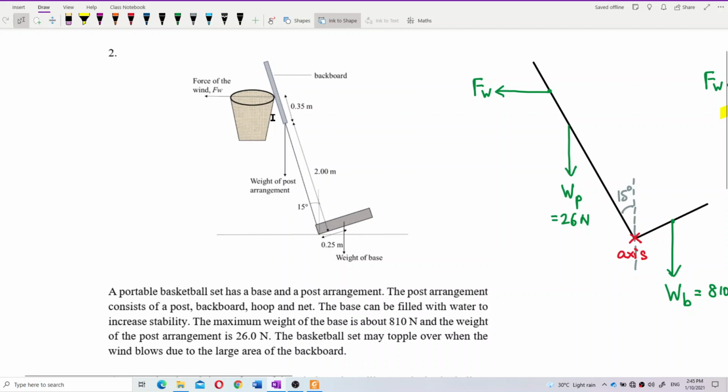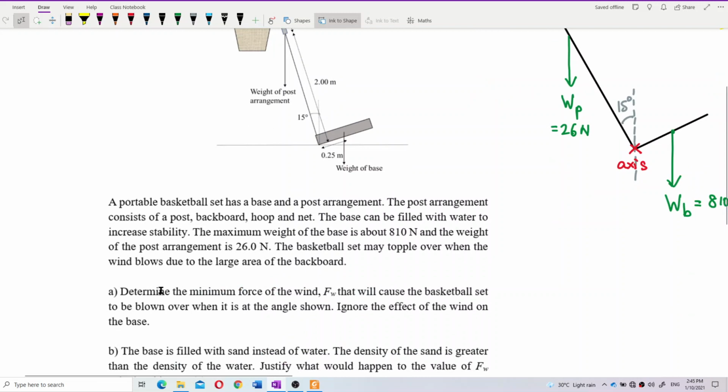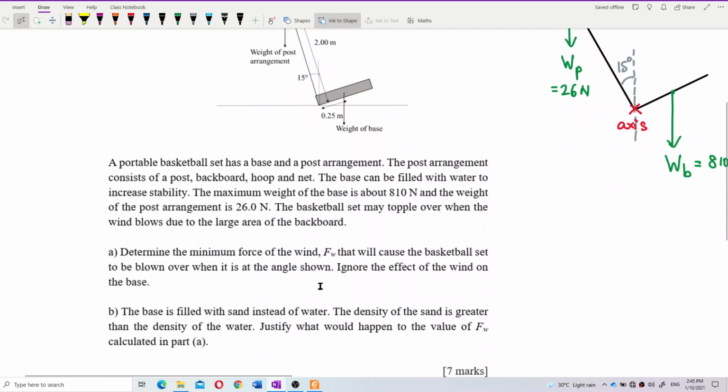And we can see this portable basketball set has an axis of rotation here, the point of contact with the ground. It has a point of contact with the ground, so it topples over this axis of rotation. All right, so we can determine the minimum force of the wind. Okay, this is the whole question.